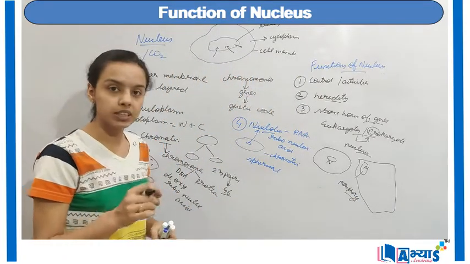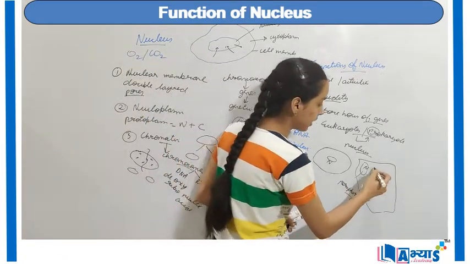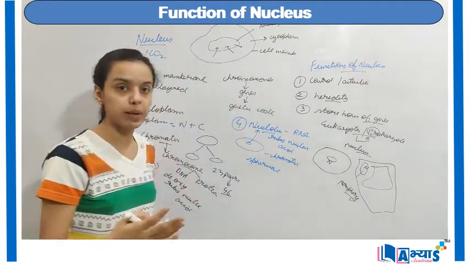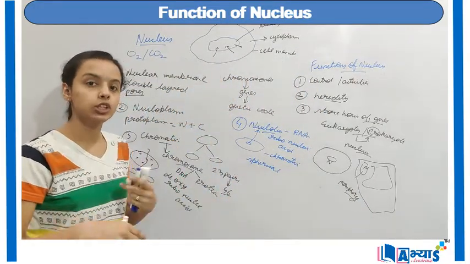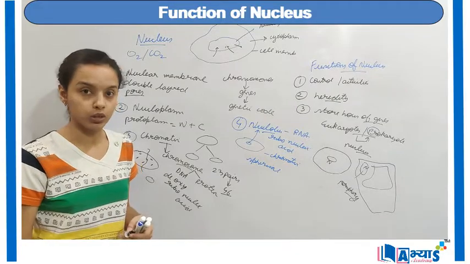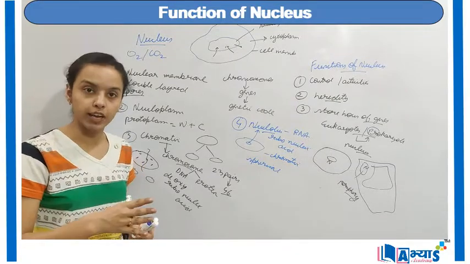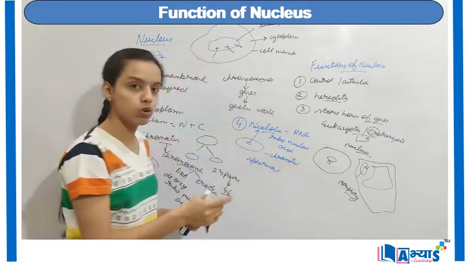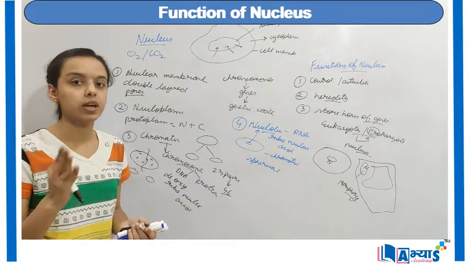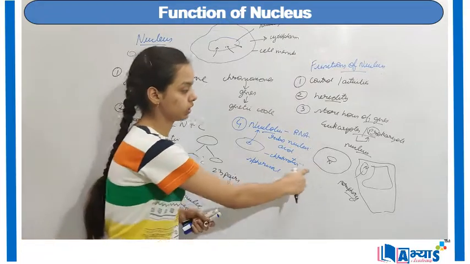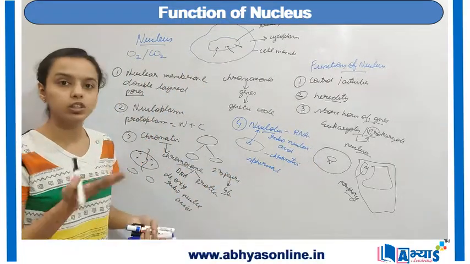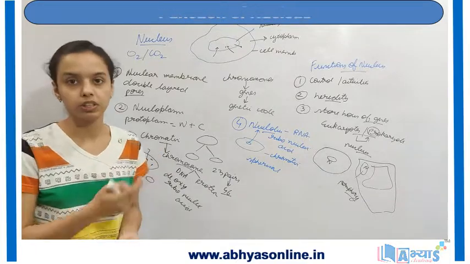The reason for this is that in the plant cell, we have a large number of vacuoles. That means empty space is present inside the cell, which is occupied by the vacuoles. Because there are large vacuoles, the nucleus is at the boundary, and there are no large-sized vacuoles in the animal cell. That is why the nucleus is at the center. So this was everything about the nucleus and the functions of the nucleus.